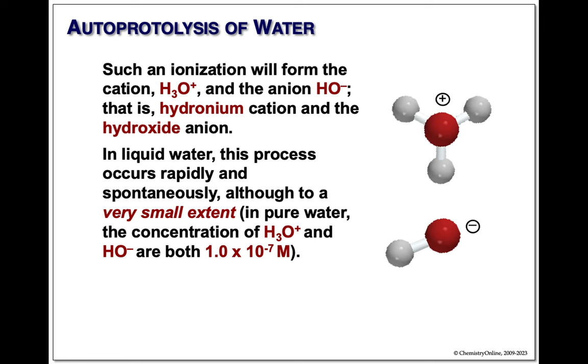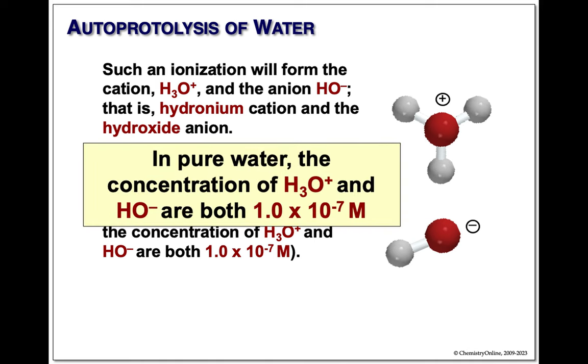In absolutely pure water, you always have hydronium and hydroxide. Now that's an important concept, so I'll say it again. In absolutely pure water, the concentration of hydronium and hydroxide are both 10 to the minus 7 molar. Any questions?